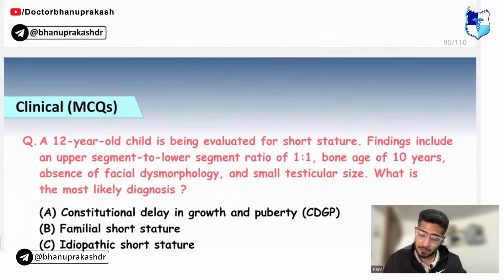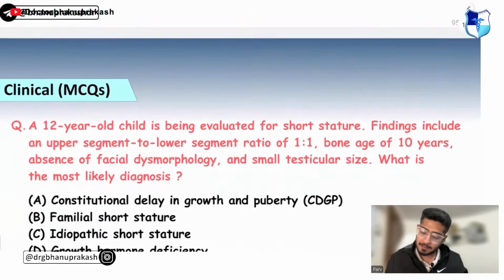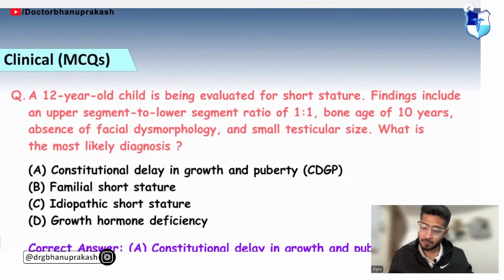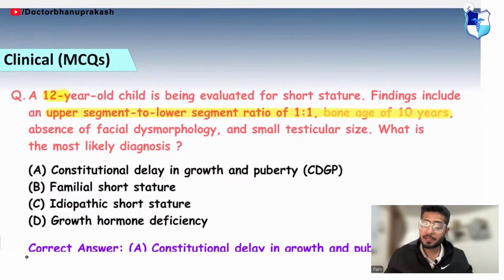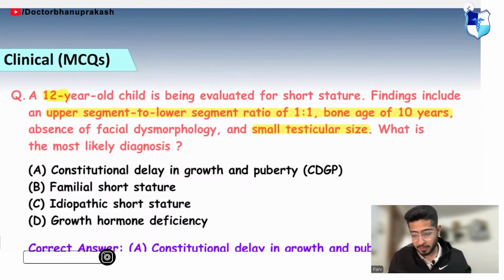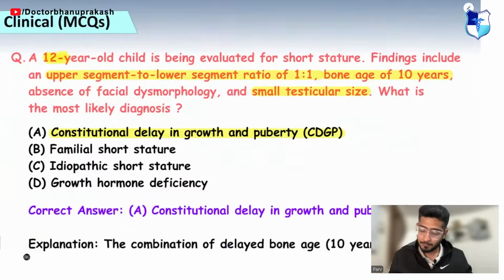Coming on to this one. So see here in this child, you have seen the answer. I'll just quickly tell you. The upper segment to lower segment ratio is normal, and the child is 12 years and the bone age is actually 10 years, so bone age is delayed. Small testicular size, so the puberty is also delayed. So the answer is constitutional delay in growth and puberty.